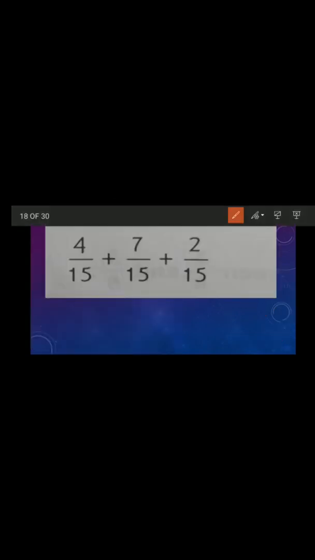Now this time we have 4 upon 15, 7 upon 15, 2 upon 15. Again it is a like fraction. Why? Because all the denominators are the same. So what will we do? We will take 15 as common. Then 4 plus 7 plus 2. Now let's add. So 4 plus 7 plus 2, what will we get? 13. And 13 upon 15. Thus when we add 4 upon 15, 7 upon 15 and 2 upon 15, we will get 13 upon 15.